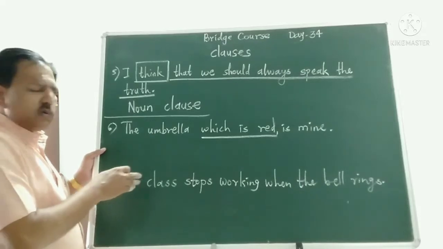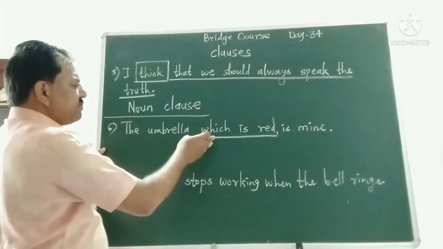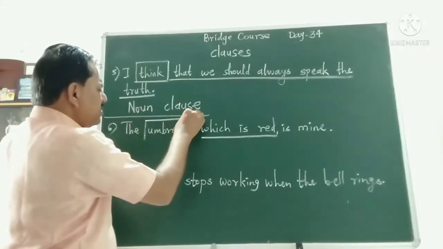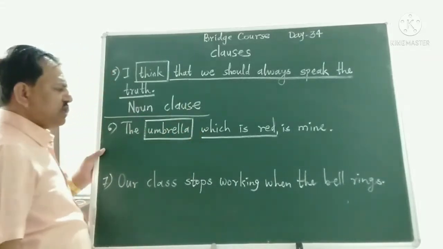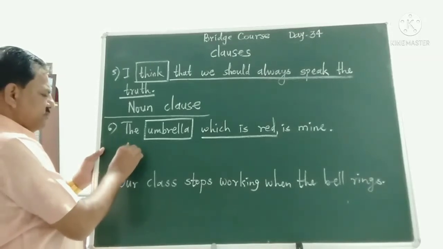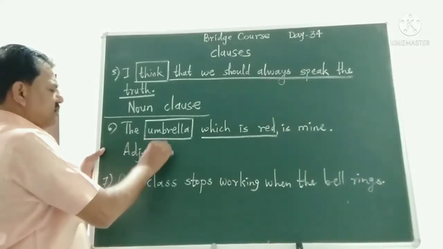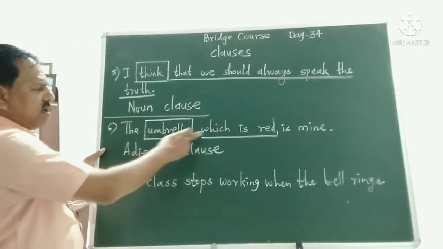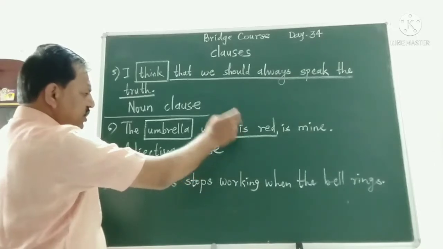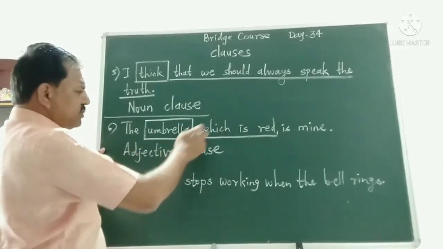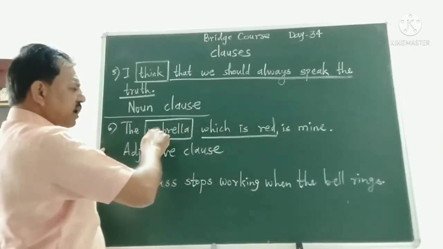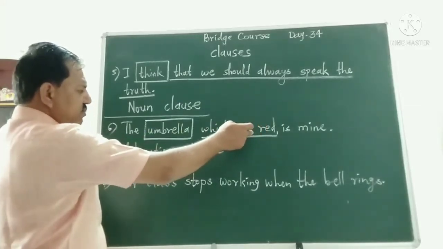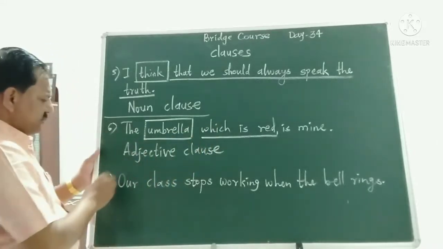Now, what is its function? It gives more information about the noun umbrella. So this is adjective clause. Qualifying the noun umbrella, which is red. This is subordinate clause. It functions as an adjective clause because it gives more information about umbrella. What information does it give? Its color, red, which is red. So this is adjective clause.